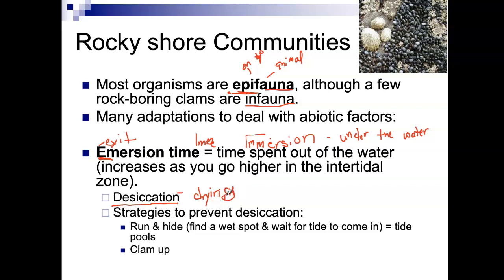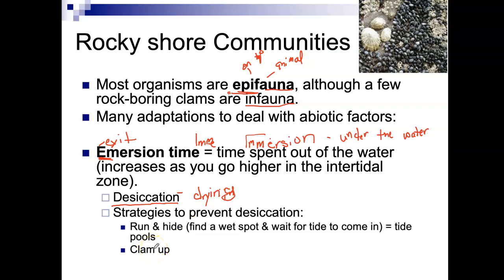So again, we're going to use the term desiccation. And there are going to be all kinds of strategies that organisms are going to have to deal with desiccation. So one of the main strategies is you can simply run and hide. Find a wet spot, wait for the tide to come in, okay? So you can find a wet spot in the tide pools. You can find a wet spot in between the byssal threads of mussels. You can find a wet spot in between the cracks of rocks. Wherever you can go to find a wet spot, and then wait for the tide to come in.